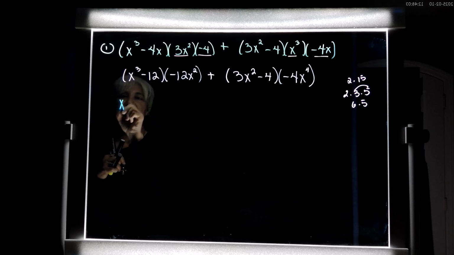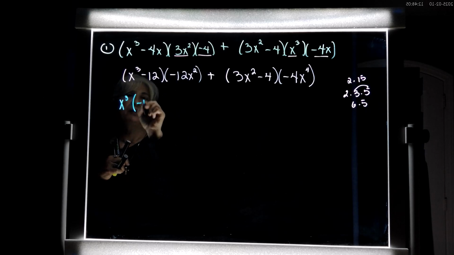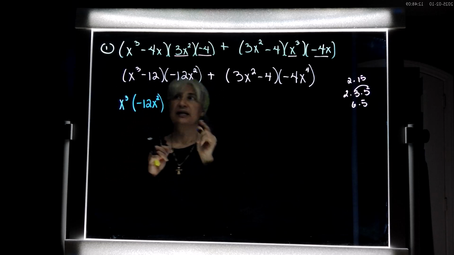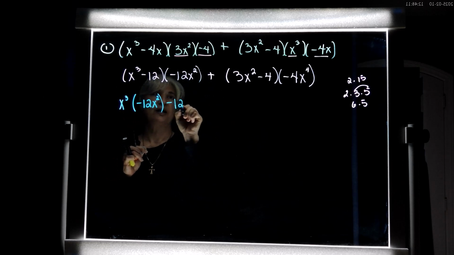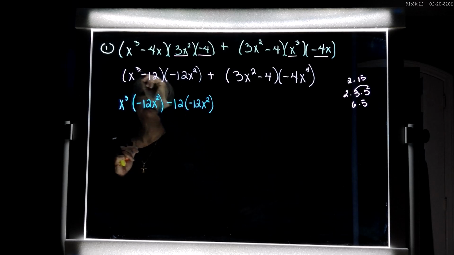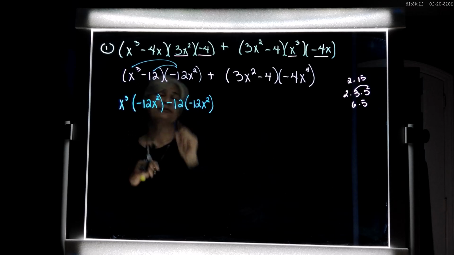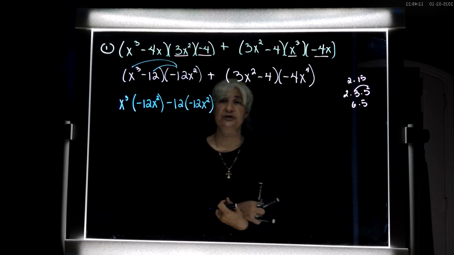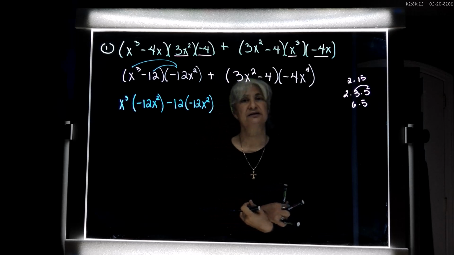I'm supposed to take x to the third and multiply by negative 12x squared. Agreed? And then I'm supposed to take this minus 12 and multiply by a negative 12x squared. I am distributing, and this is how I'm distributing. It's a little bit different than what we were first taught, but that's okay. We can handle it, right?